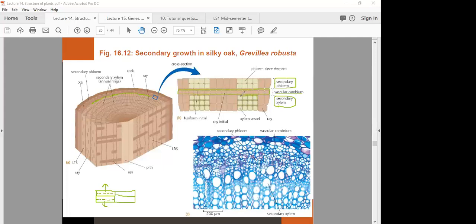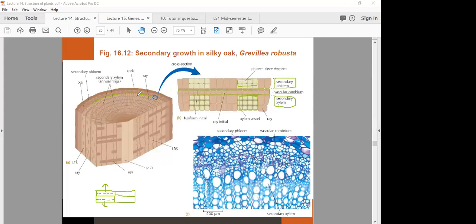Okay. So here are some xylem vessels, secondary xylem, and some secondary phloem cells. So the phloem cells, secondary phloem, is developing in this region to the outside of the vascular cambium, and the secondary xylem is developing on this side towards the centre of the actual stem.